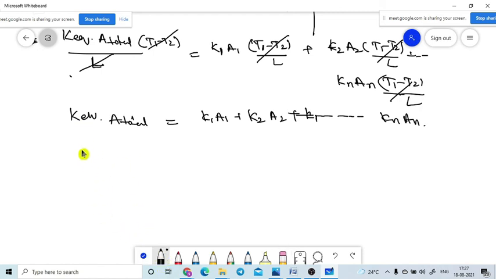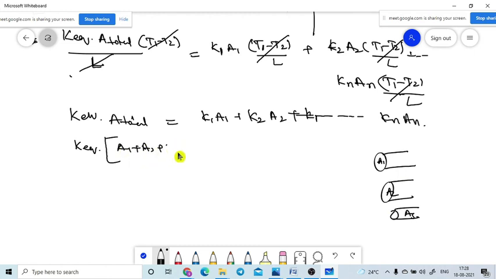Next, K equivalent is equal to total area means individual areas. There are four or five conducting materials. First area is A1, second area is A2, third area is A3. Total area means A1 plus A2 plus A3 and so on, plus An.